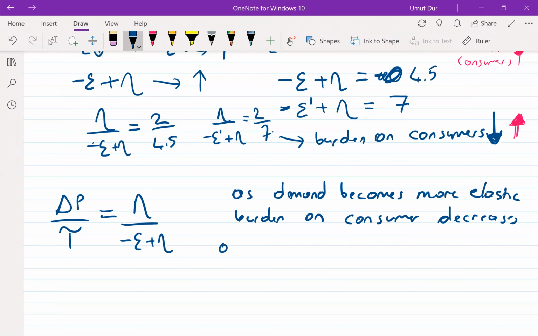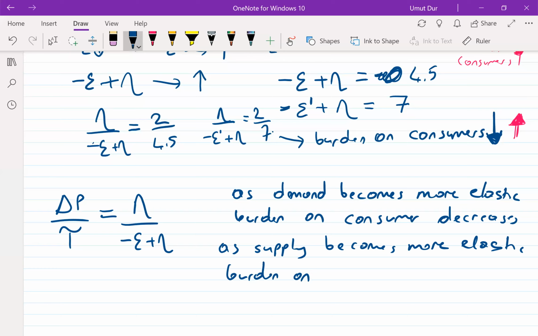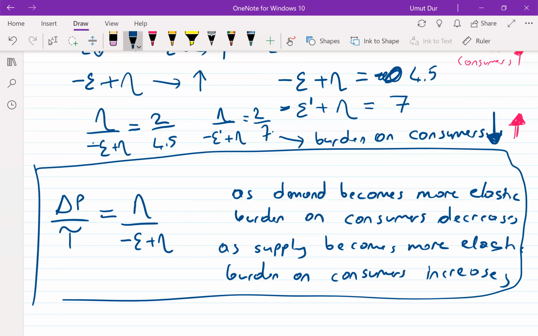But as supply becomes more elastic, the burden on consumers increases. And all this comes from this formula. Okay?